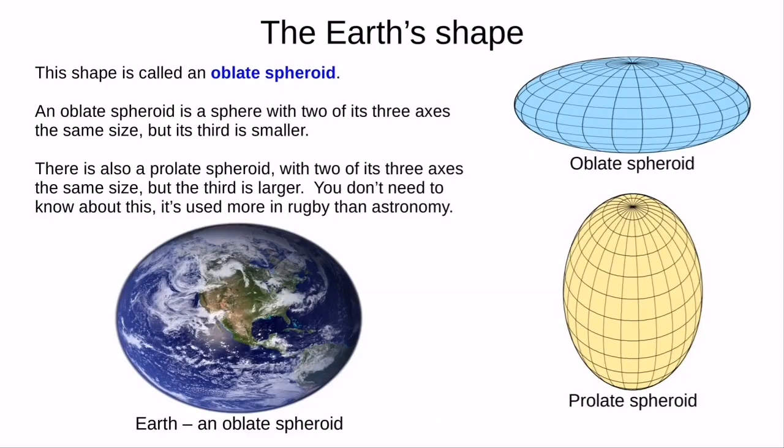This shape is called an oblate spheroid, and you should learn that name. It's like a sphere that has been stretched equally on two of its axes. The shorter axis is the Earth's axis of rotation. The alternative, prolate spheroid, doesn't come up in astronomy.